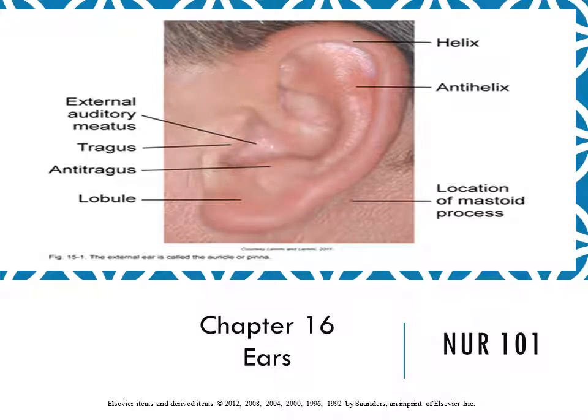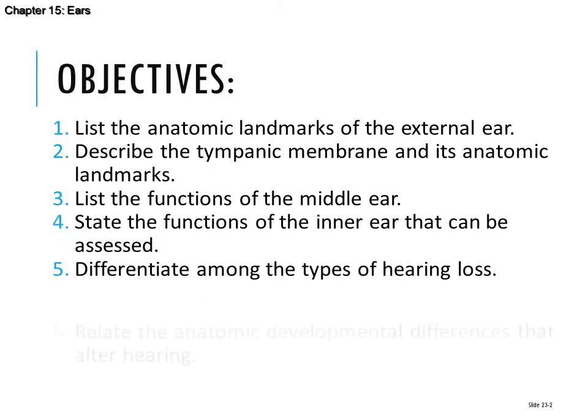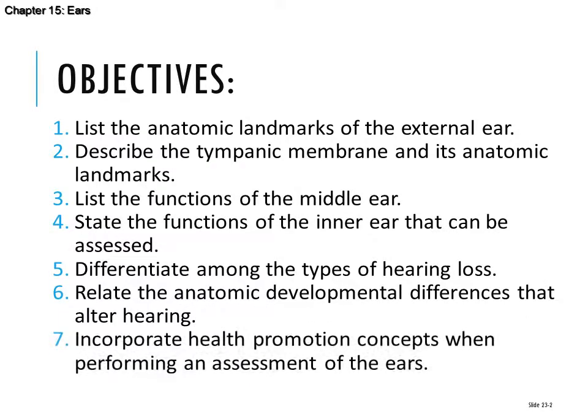Welcome to chapter 16. So let's talk about the ears. We're going to be able to list the anatomic landmarks of the external ear, describe the tympanic membrane, list the function of the middle ear and the inner ear, determine the type of hearing loss a patient may have, and then incorporate some health promotional activities or concepts when we teach our patients.